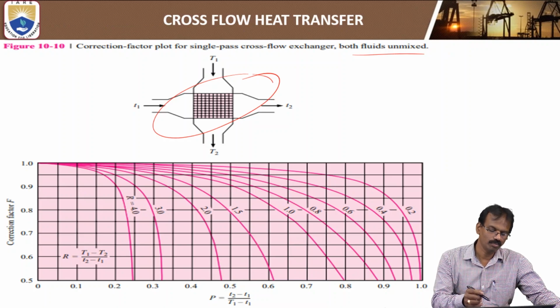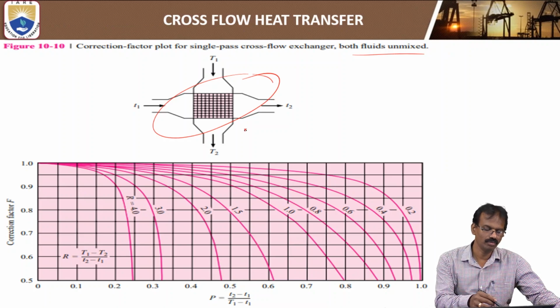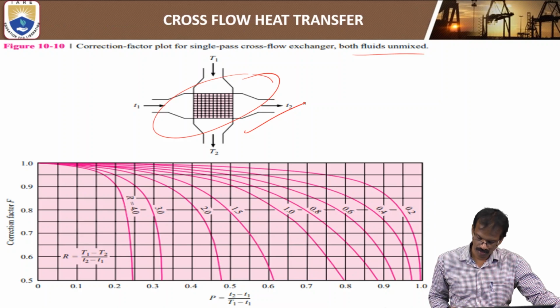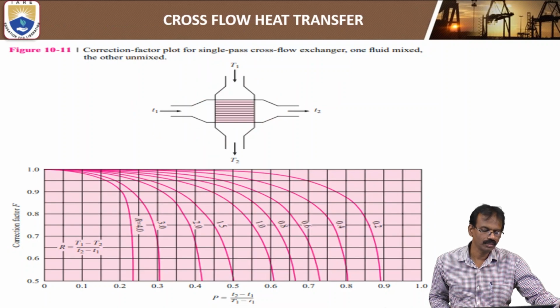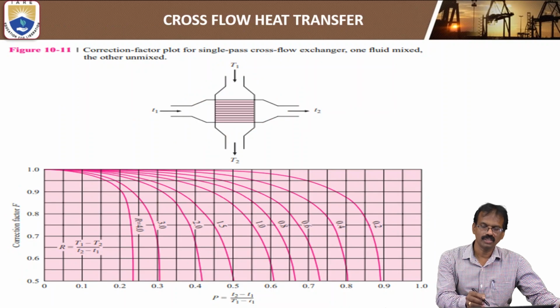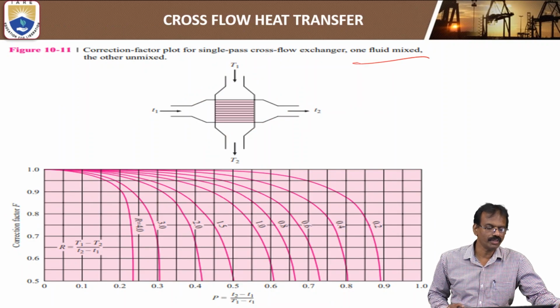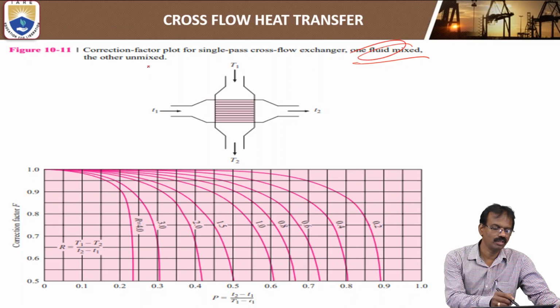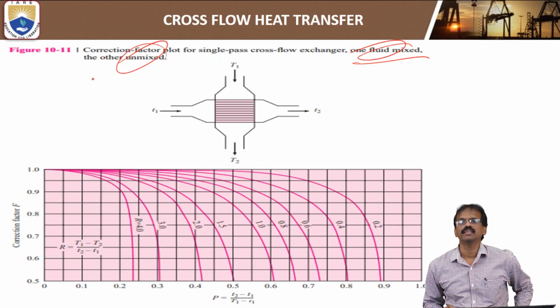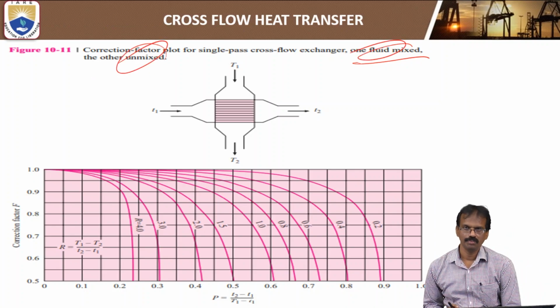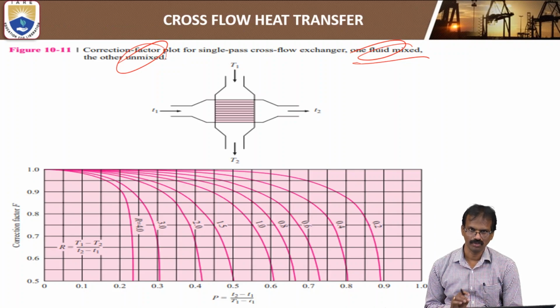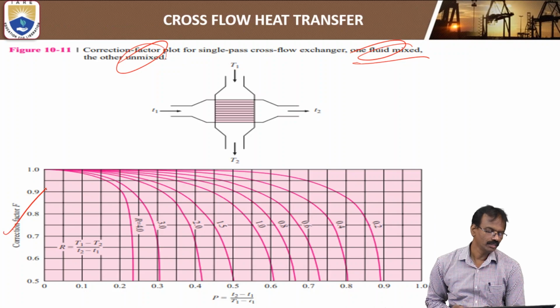Okay. So if both the fluids are in unmixed condition, then you have to take this figure. If one fluid is mixed and the other one is unmixed, then you have to take this figure. So based upon the condition, we have to take the figure. Based upon those figures, we can find out the correction factor value by using the R value and P value.